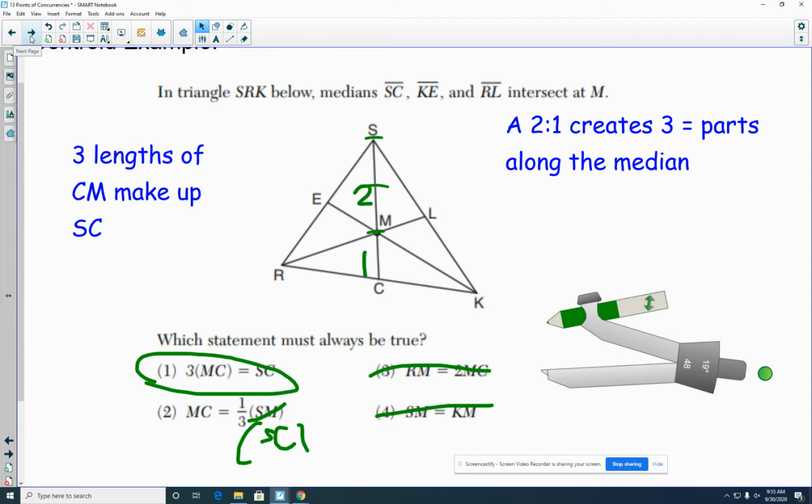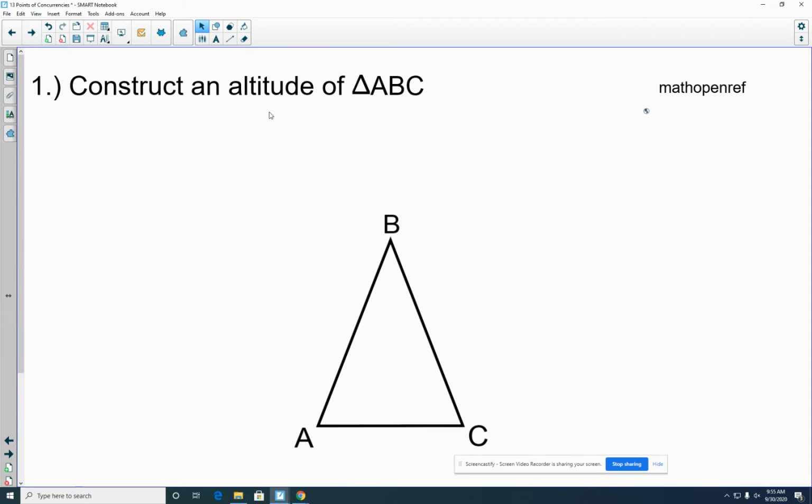All right, now let's talk about our last point of concurrency, and it's going to be dealing with the altitudes of a triangle. So we just have to go through what an altitude represents, and the altitude actually represents the height of a triangle. So I think of like when you go on an airplane, if you've ever been, they say, you know, we reach an altitude of, I don't know, 2,200 feet. You can now turn on your electronic devices. They're talking about the height of the plane in the sky.